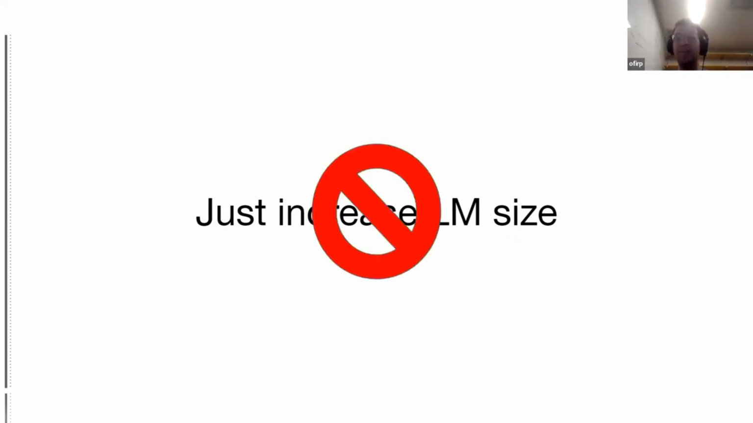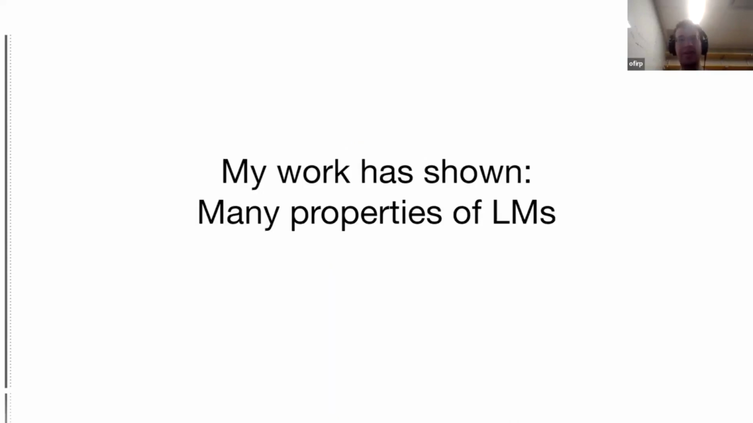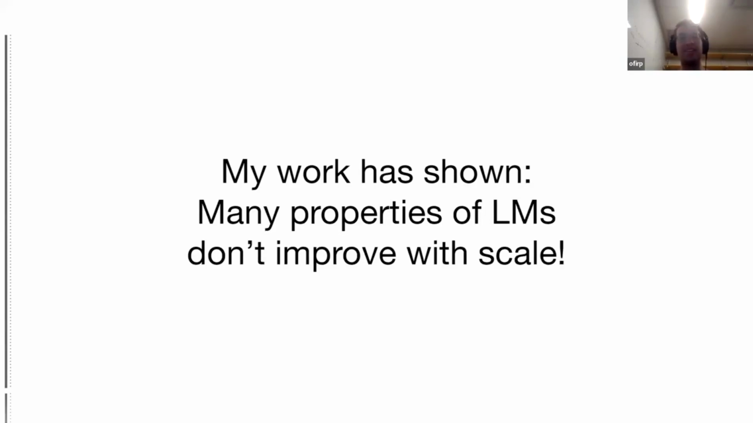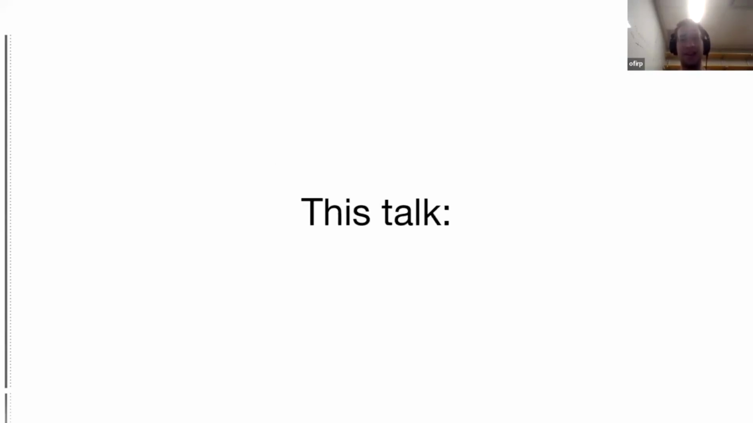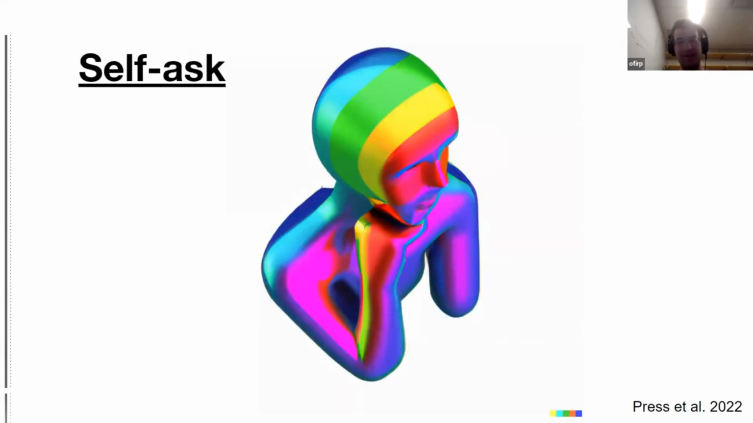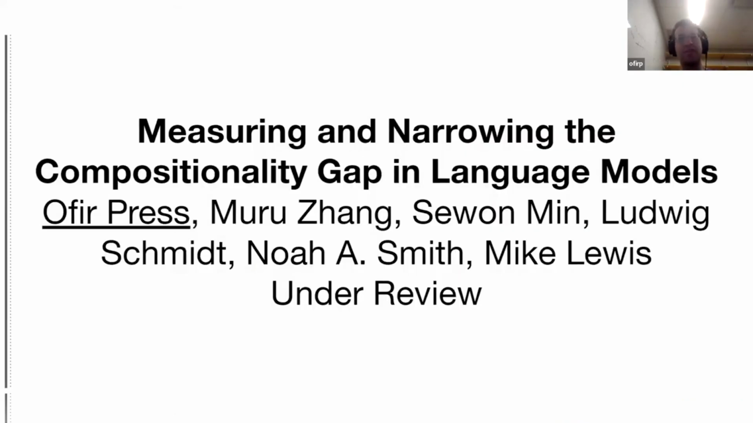And I don't think that a pure engineering approach will work, because over my entire career, I've shown that a lot of properties of language models actually don't improve with scale. And in this talk, I'm going to talk about self-ask, this paper that I wrote, and we'll show an issue with GPT-3, and we'll show that as we look at larger variants of GPT-3, this issue gets worse. Okay, and this is a paper.